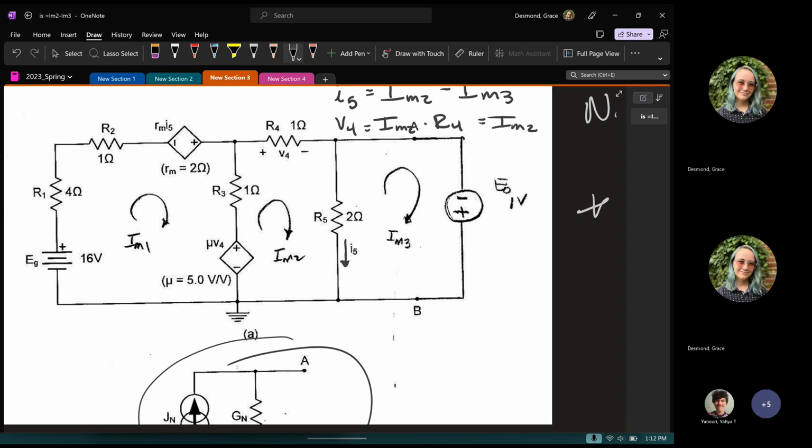Because it goes back down to ground, right? So it'd be R1 times IM1. Are you talking about I5? If you put I5 between that, that would just be IM1, right? Yeah, we'd have to take those components.